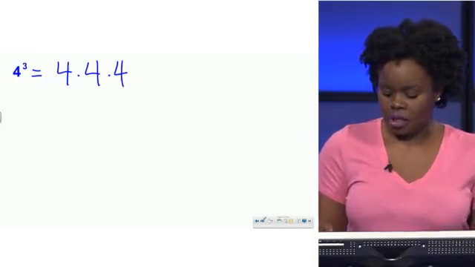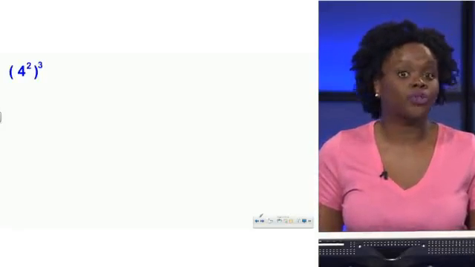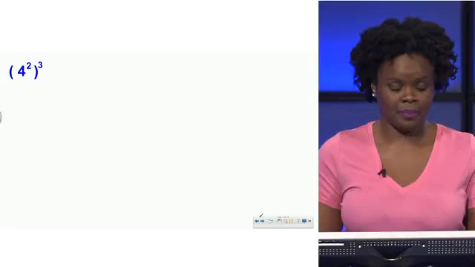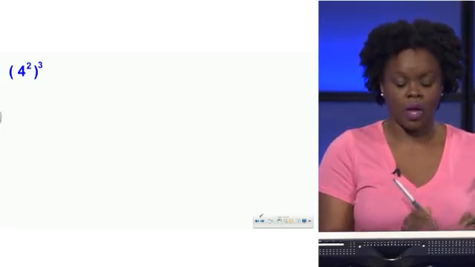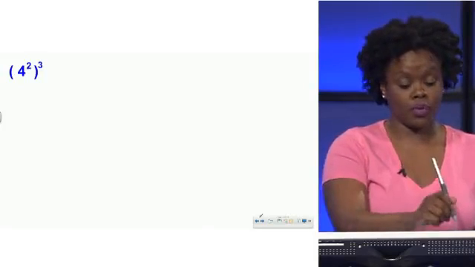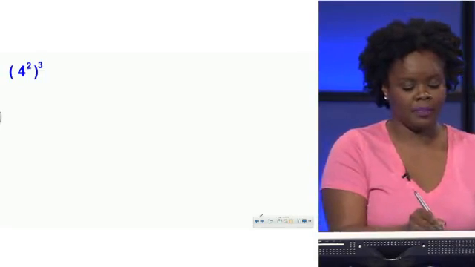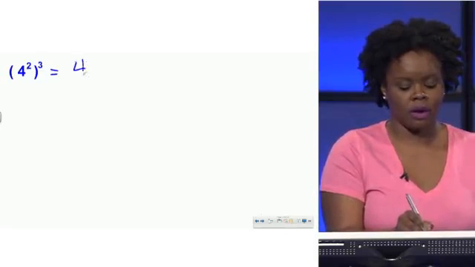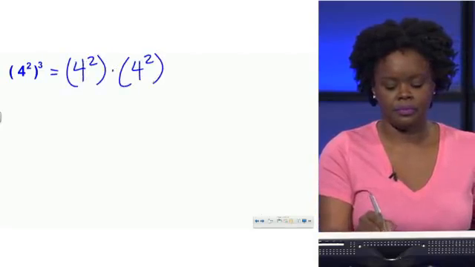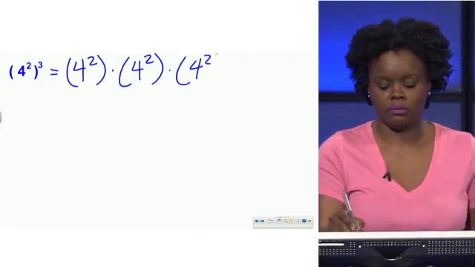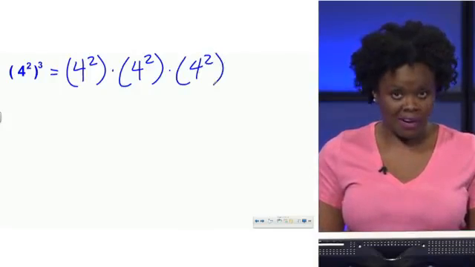So applying that knowledge, how about this one? What if I needed to raise 4 squared to the third power? Let's still just think about it like whatever's in our parentheses, that term, we're going to multiply by itself 3 times. So 4 squared raised to the third power is the same as 4 squared times 4 squared times 4 squared. I'm just multiplying 4 squared times itself 3 times.